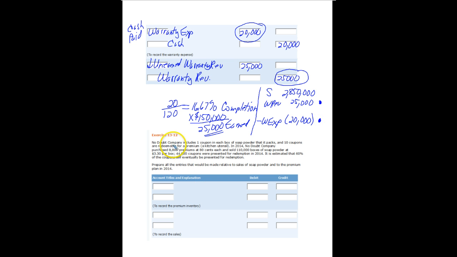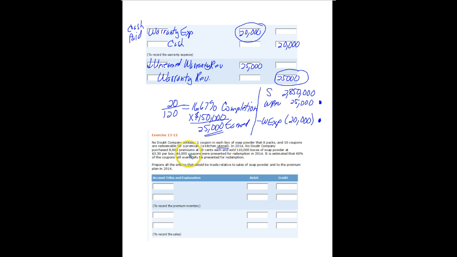Okay, moving on to exercise 2 then. We have No Doubt Company, which includes 1 coupon in each box of soap powder that it packs, and 10 coupons can be redeemed for a premium. The premium is a kitchen utensil. So if a customer turns in 10 coupons, they receive a kitchen utensil. No Doubt Company purchased 8,800 premiums, which would be 8,800 utensils at 80 cents each, and then sold 110,000 boxes of soap at $3.30.